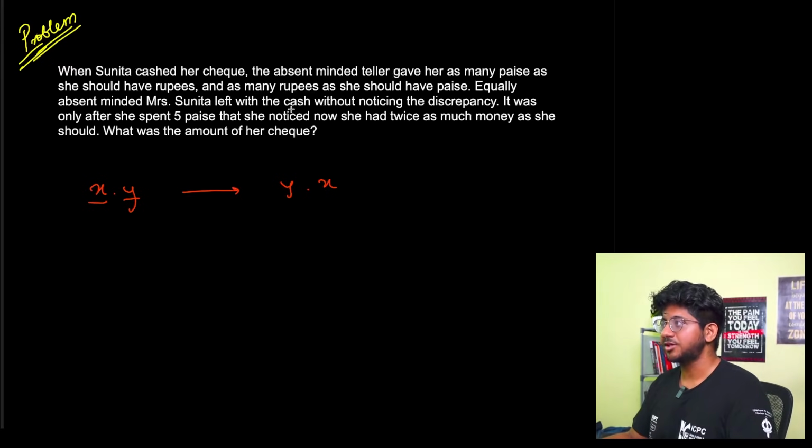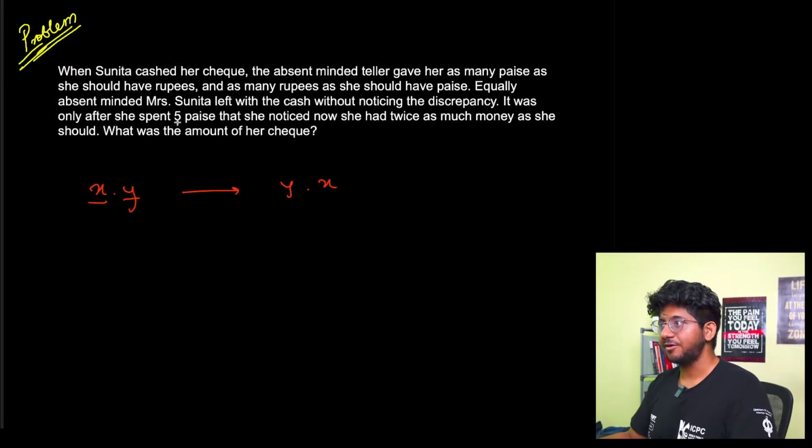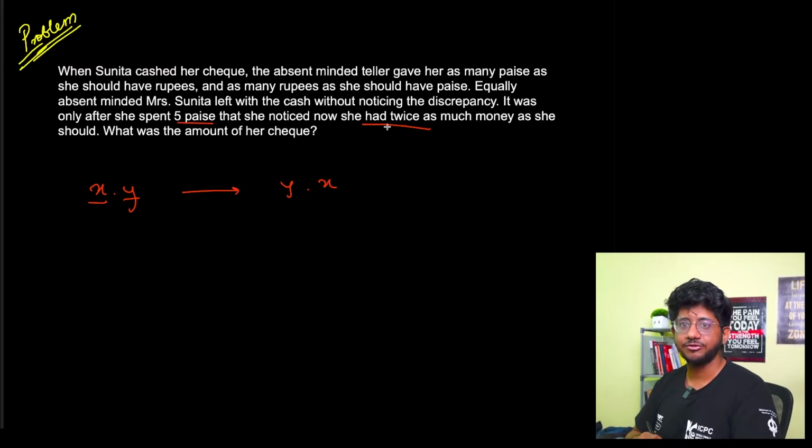Now, Sunita was also left with this. It was only after she spent 5 paise that she noticed she had twice as much money as she should have, right? So whatever money she should have got from the bank, she has twice that money after spending 5 paise, right? So what is the amount of her check? What was the actual amount? You have to find out the actual amount just by this much information.